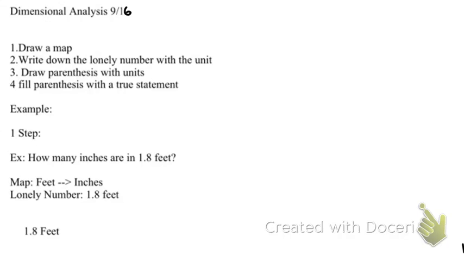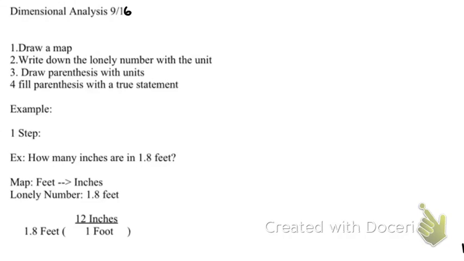Next, we're going to draw parentheses with units. So we draw parentheses. We're going to put feet on the bottom so that we can cancel out those feet. So 1 foot there, and 12 inches on top. This is called a truth statement. We know that there are 12 inches in 1 foot. So we can cancel out feet and go to inches by writing this truth statement, 12 inches in 1 foot.